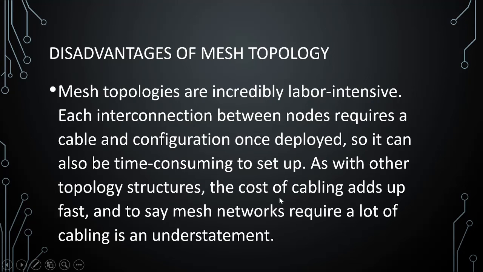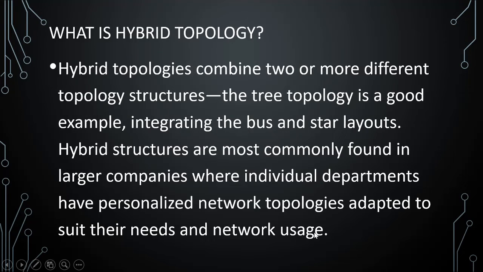The disadvantage of the mesh topology is that it is incredibly labor intensive. Its interconnection between nodes requires a cable and configuration once deployed, so it can also be time consuming to set up. As with other topology structures, the cost of cabling adds up fast, and to say mesh topology networks require a lot of cabling is an understatement. And the last one is the hybrid topology.